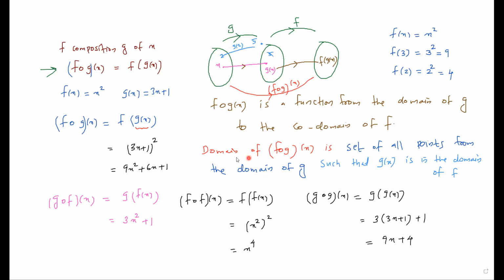So this is one of the, it is a little tricky. It may be a little difficult for you to understand. It is not easy like addition, subtraction, multiplication, division. In those cases, it is very easy. In addition, subtraction, multiplication, division, the domain is the set of all points which are common to both the domain of f and the domain of g. But the case of f composition g is that it is a particular type of thing.